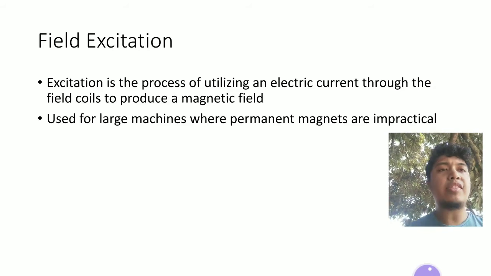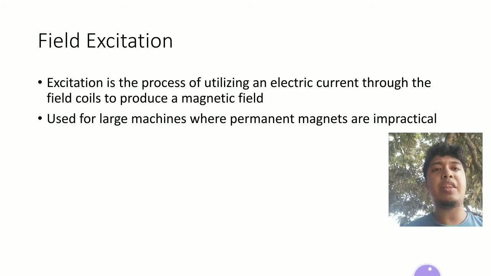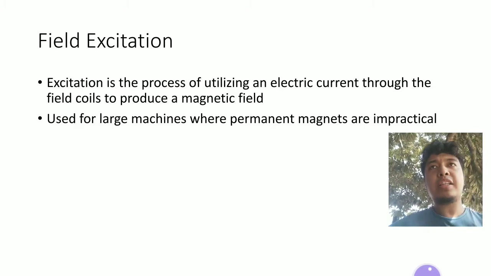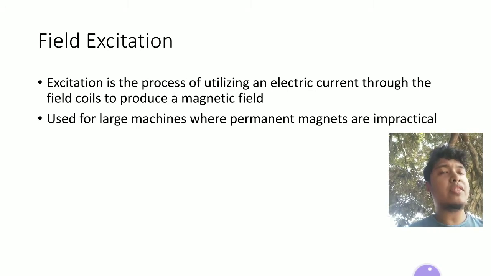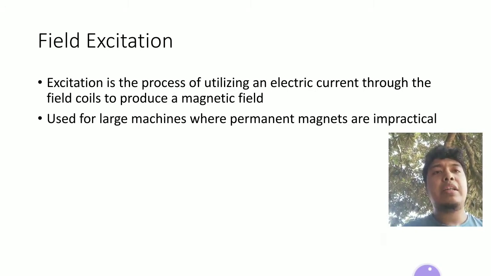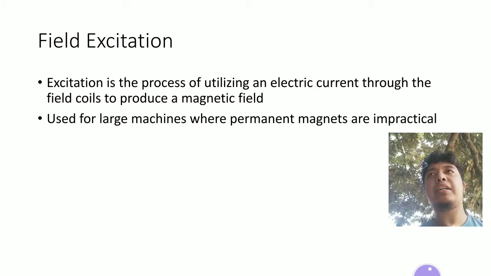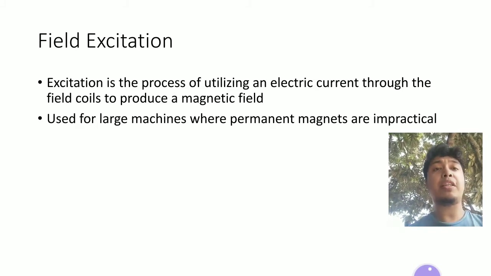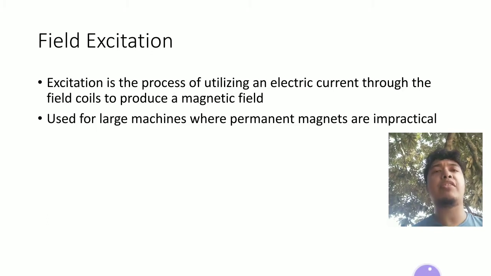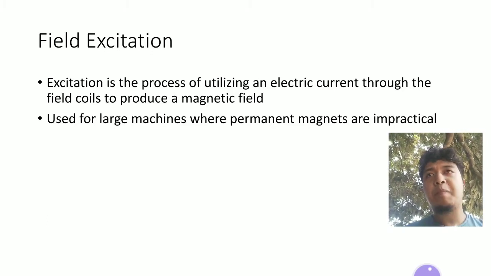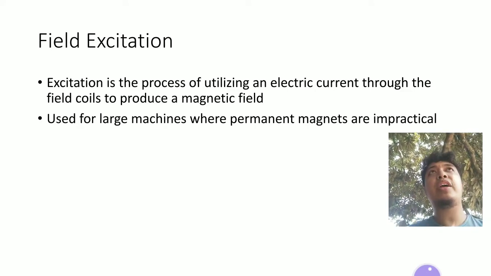Excitation is the process of utilizing an electric current through the field coils to produce a magnetic field. So basically the idea here is you have a separate coil, another coil that is not a part of the armature, and then yung coil na yon ay pwedeng may separate na voltage source. Pwede rin yung voltage source niya ay dun sa terminals ng generator itself, pero I guess ang pinakamadali ay may separation source, and then you excite that field through that source.